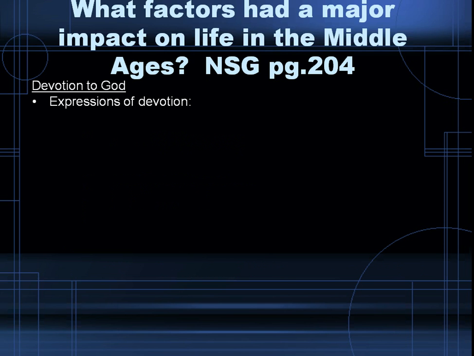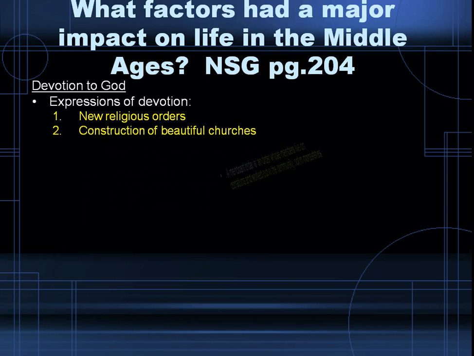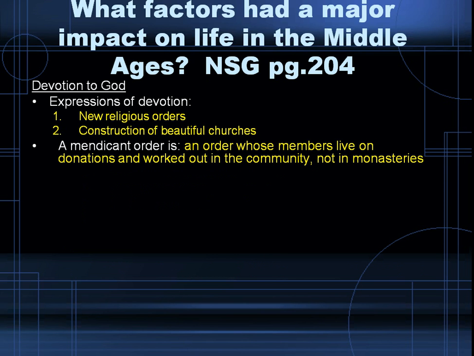Next, you have a devotion to God. There were 2 different kinds of expressions of this: new religious orders and building of beautiful churches. The Mendicant order is an order whose members live on donations. This is an example of one of the new religious orders. So they were in the community rather than out and separate.